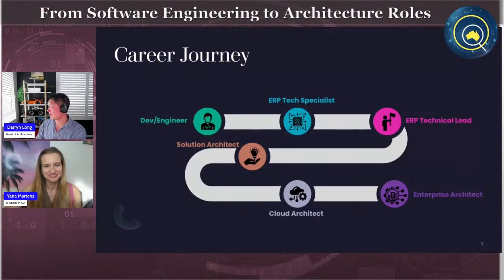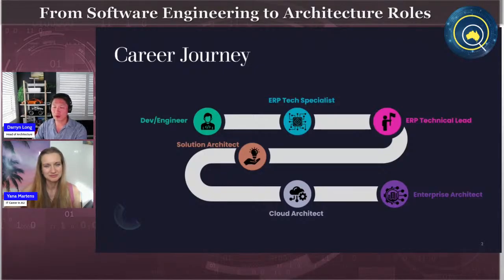And I thought, I'd worked with some architects on some of the projects, and I thought that is something that interests me. That's something that I want to do. You get to look at all technologies. So that's when I thought, right, let's go down that path.